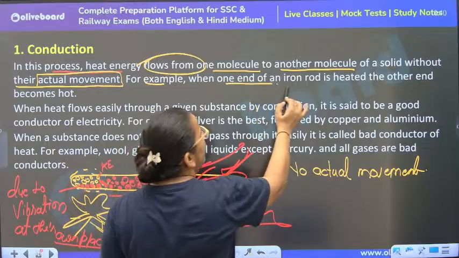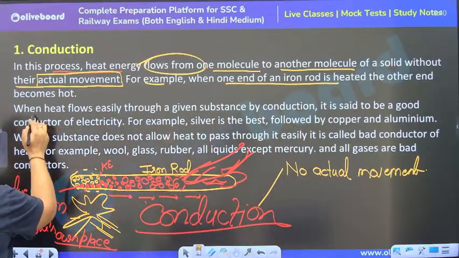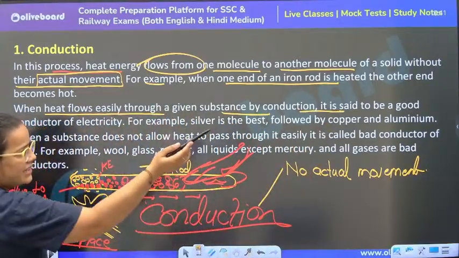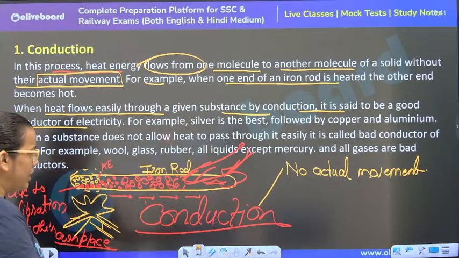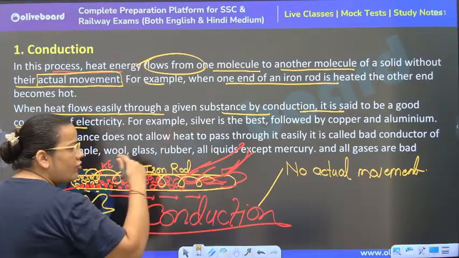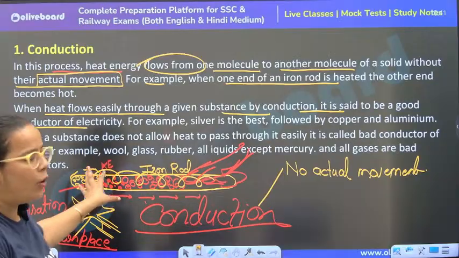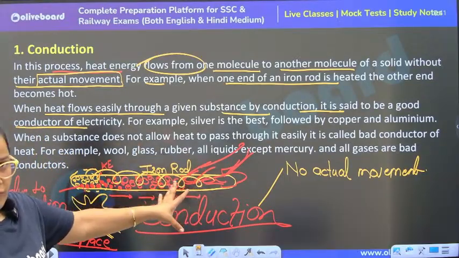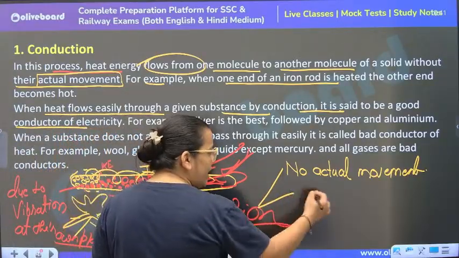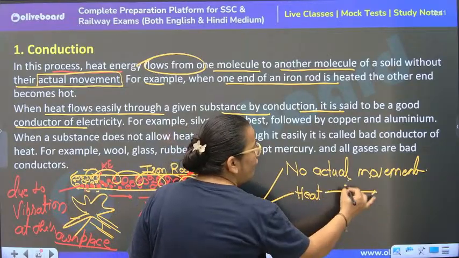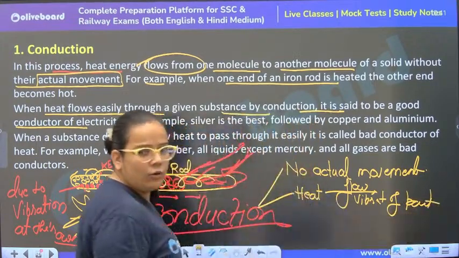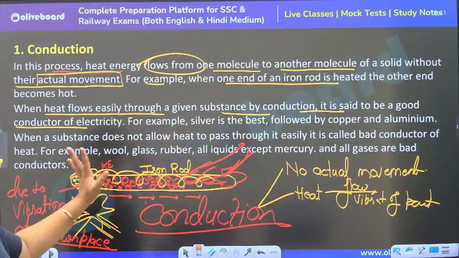For example, when one end of an iron rod is heated, and heat flows easily through a given substance by conduction, it is said to be a good conductor. Because in this iron rod, the heat is easily moving. The particles easily transmit their heat energy from the starting point of the iron rod to the end point. That means this iron rod is a perfect example of a good conductor. So whenever heat is able to flow through the vibration of particles, that substance is termed a conductor or a good conductor.